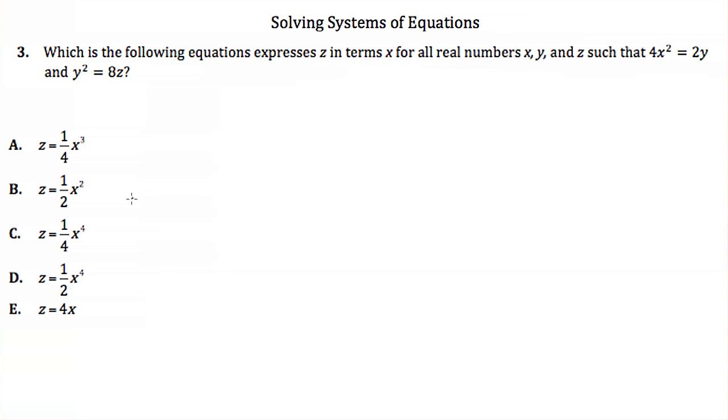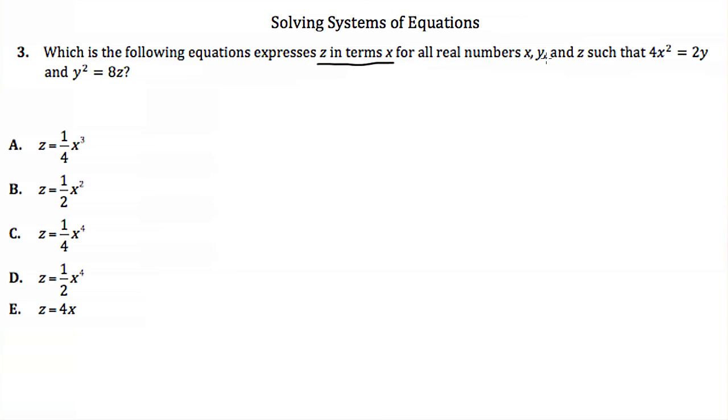Now let's look at problem 3. Here we're asked, which of the following equations expresses z in terms of x for all real numbers x, y, and z such that 4x squared is equal to 2y and y squared is equal to 8z. Now looking at our answers, we have z is equal to a bunch of numbers with an x variable, or z in terms of x. So we need to use these two equations to get z in terms of x.